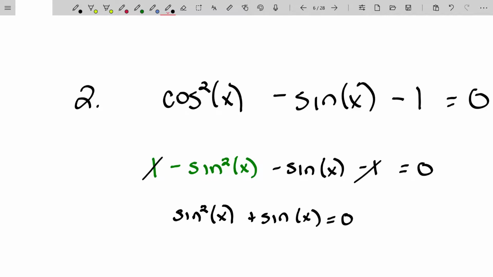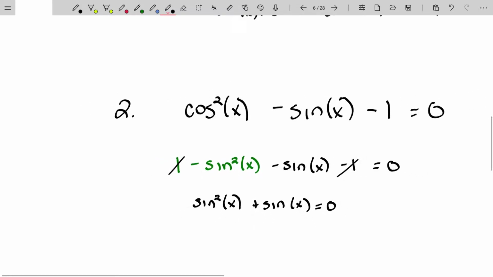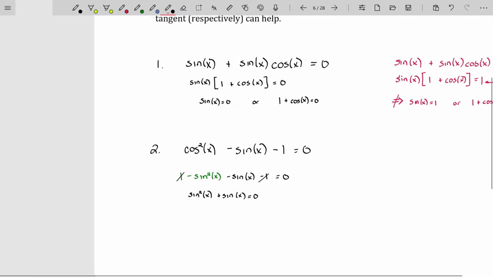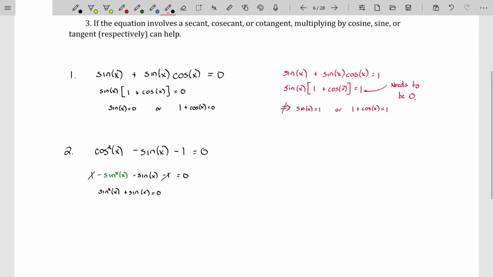The Pythagorean identities, double angle identities, half angle identities, sum and difference identities actually do help out as well. Not very often, but they do help out. So look for trig identities. That can be very helpful. It is a trig course, right?